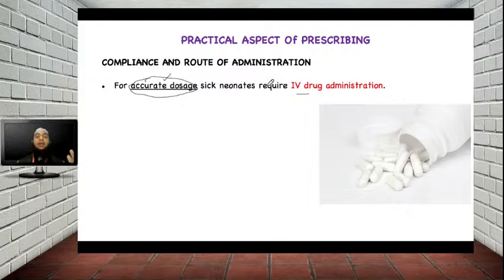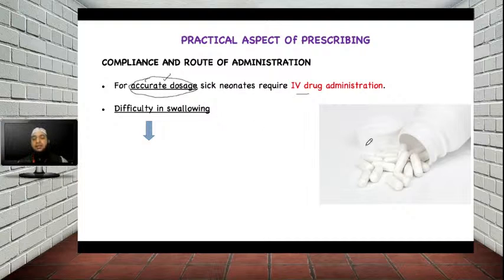Suppose sometimes you bring a child to the hospital, but a nurse is not available, or an expert person who can give an IV injection or put the cannula into the small vein of the child is not available. In such a case, other alternative routes are also available. But do remember that for accurate dosing, the best option is IV drug administration. So this is the first practical aspect. The second thing that you must consider is that children have difficulty in swallowing.